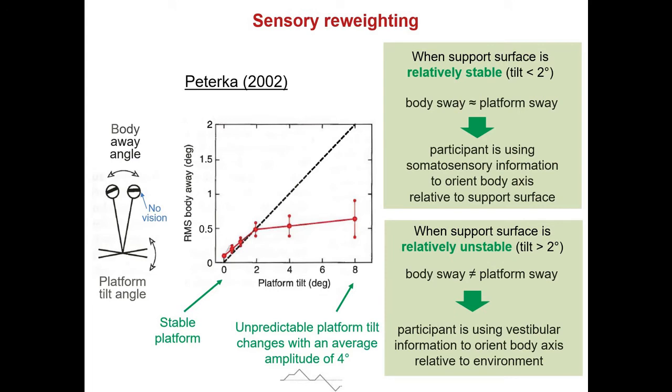We also see that when the support surface is relatively unstable, that is, when platform tilt is greater than 2 degrees, body sway becomes decoupled from platform sway. This suggests that the participant is now using vestibular information to orient their body's axis relative to the environment. What we're seeing here then is that when you have lots of tilting, surface orientation is becoming an unreliable source of information about how your body is aligned with respect to gravity.